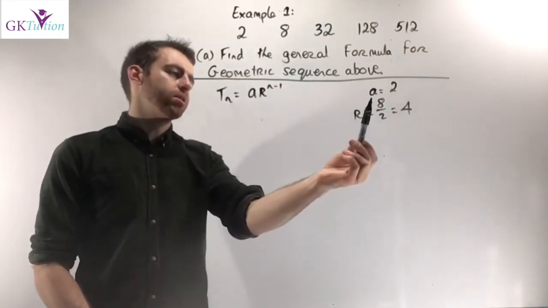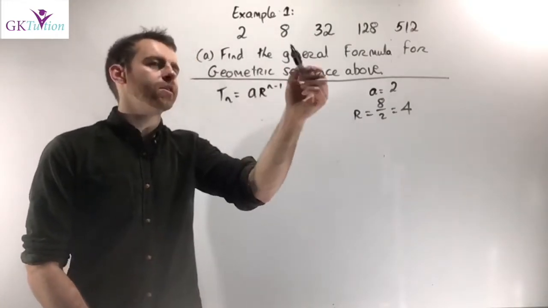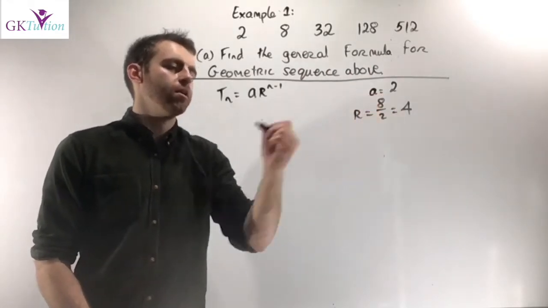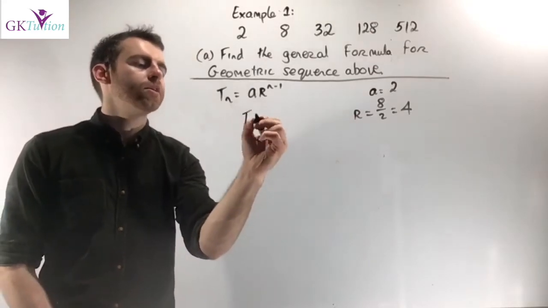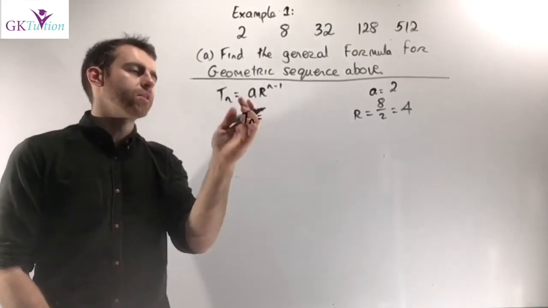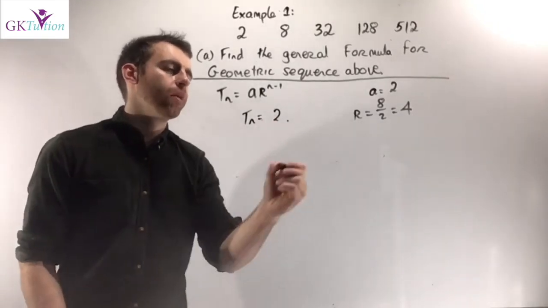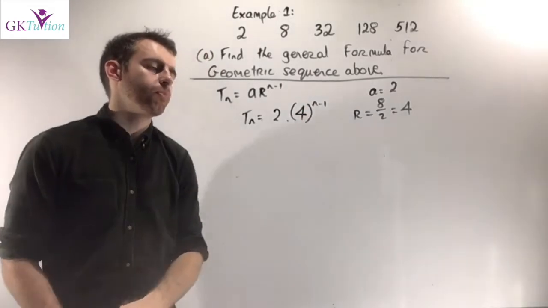In this case, I took the second term divided by the first term, and I got 4. You can clearly see that all we're doing each time is multiplying by 4 anyway. But now I know a and I know r, I can sub in to get the general formula. The general formula for this geometric sequence, instead of a, I would put in 2, and it's a multiplied by r, which is 4, to the power of n minus 1.